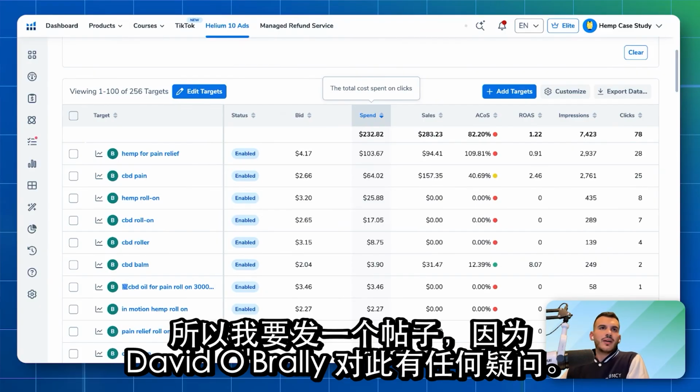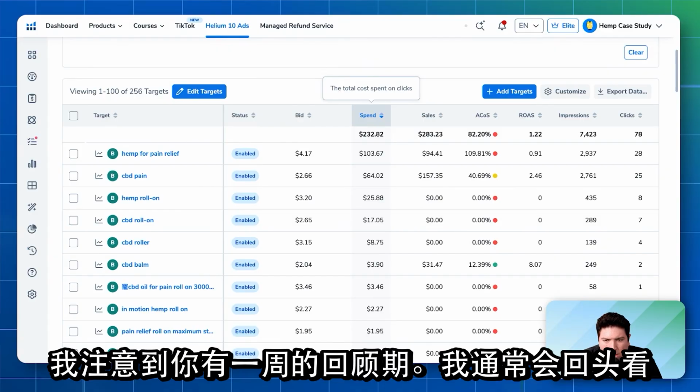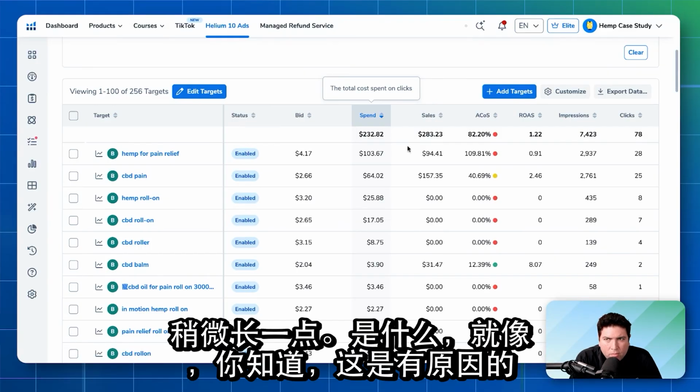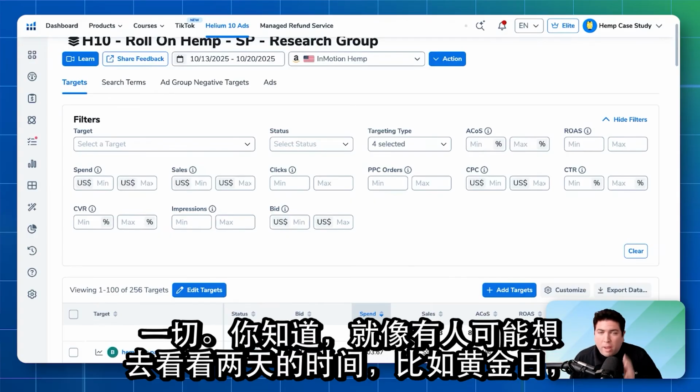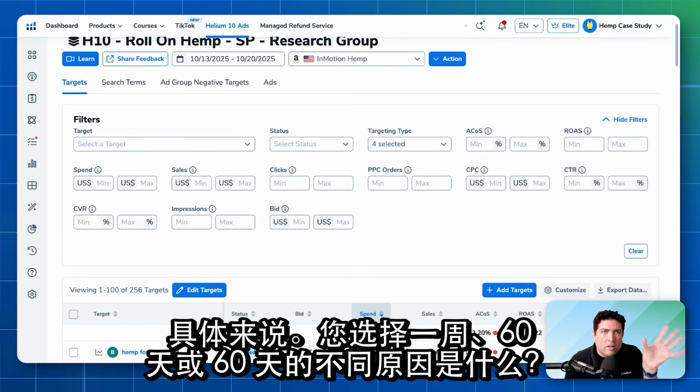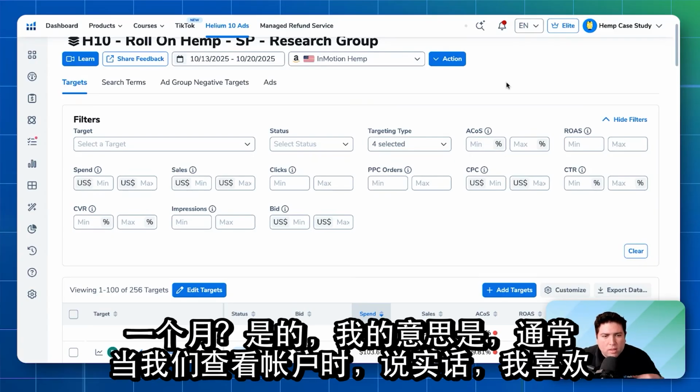So I'm going to pause in case there are any questions from David or Bradley regarding this. Yeah. I notice you have a 1 week look back period. I usually look back a little bit longer. There's a reason for everything. Somebody might want to look at a 2-day period, like on Prime Day specifically. What are the different reasons why you would look at 1 week versus 60 days versus 1 month, etc.?